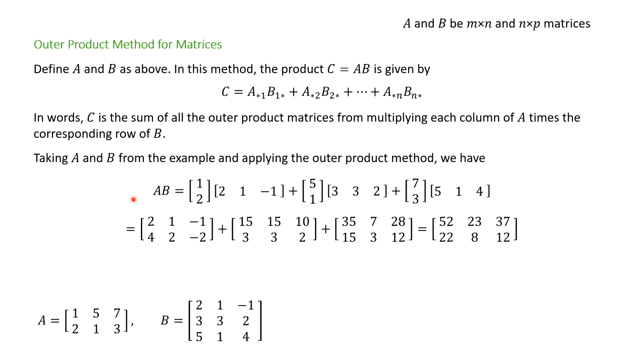We can look at an example using A and B from our example from a few slides back. So we take the columns of A, 1, 2, 5, 1, 7, 3, and then we multiply those times the same numbered row of B. So 2, 1, minus 1, 3, 3, 2, 5, 1, 4. Then we multiply these out. These are basically three outer products. We get these matrices, and then we add them together, and we get this.